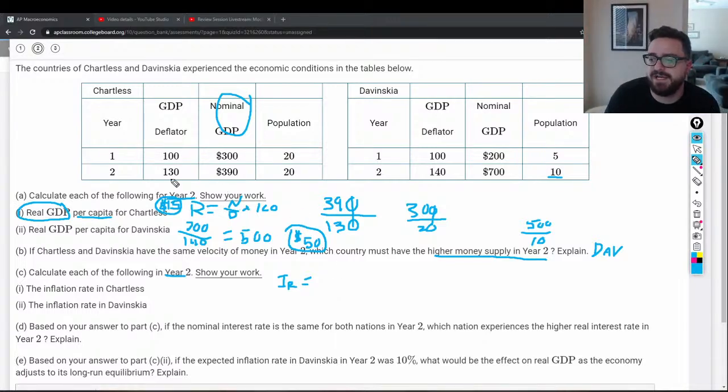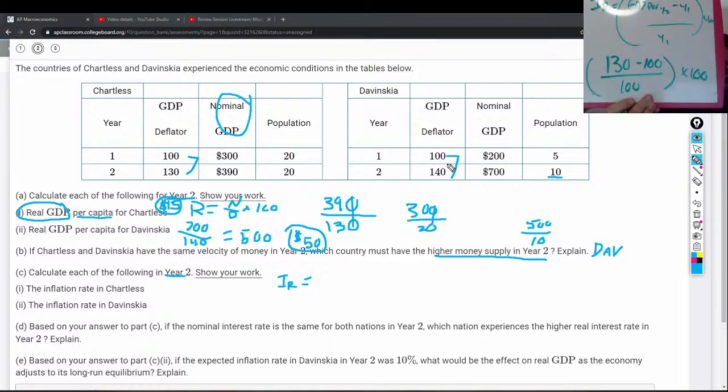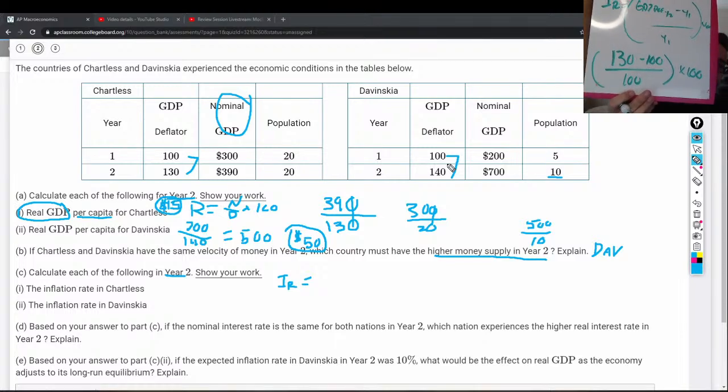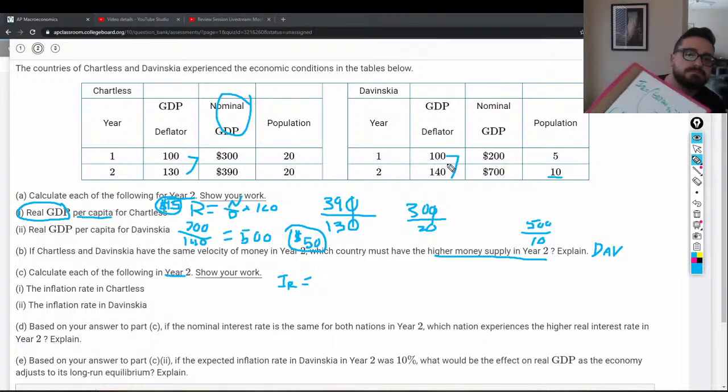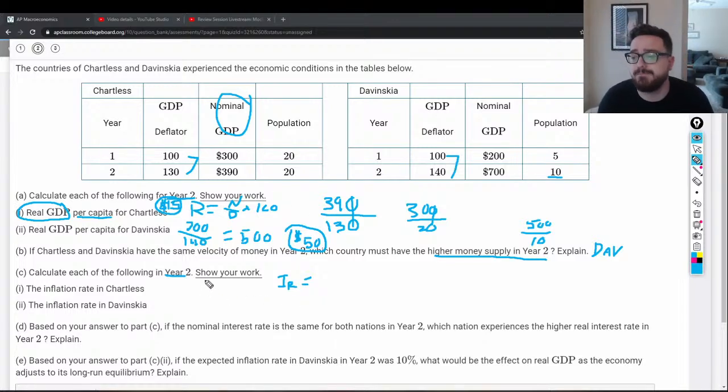Now, that sounds terrifying. It's super easy here, actually, because these are my GDP deflators for year 2 and year 1. So if I'm doing it for Chartless, for example, my setup would be 130 minus 100 over 100 times 100. That's the setup for Chartless. Now, I'm pretty confident that times 100 and minus 100 are going to cancel. They do. So my math here is 130 minus 100. And I can do that. 30% would be my answer for Chartless.